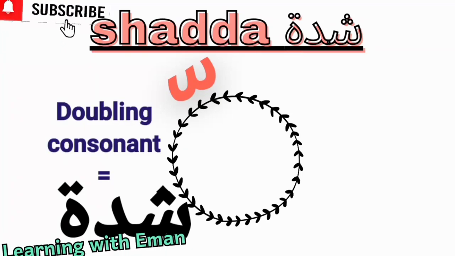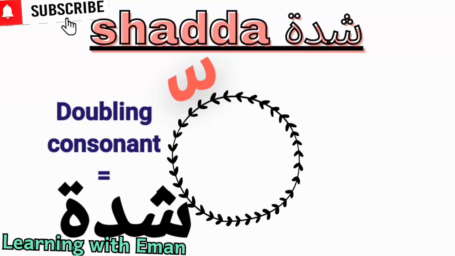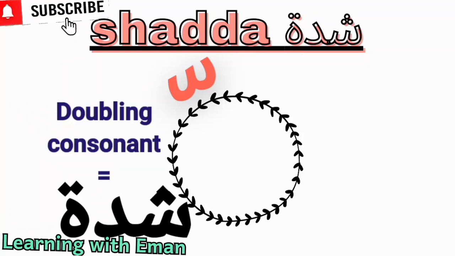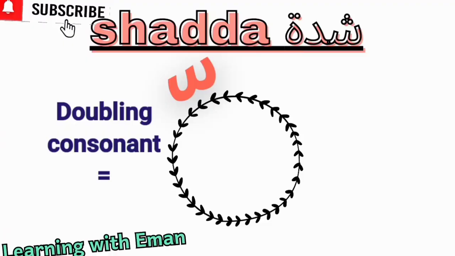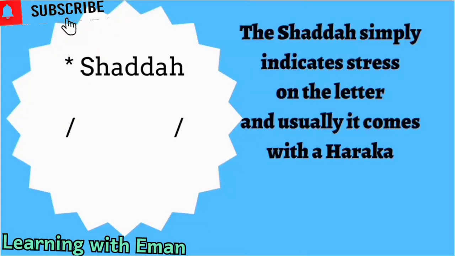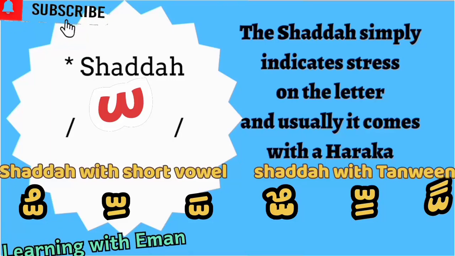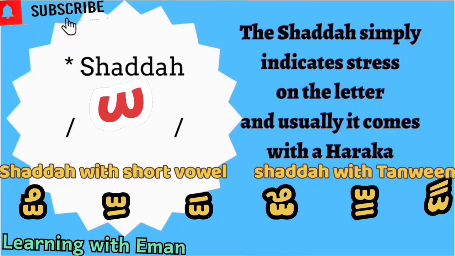Shaddah. It means the doubling of a consonant. Instead of writing the same consonant twice, it is written only once. And placing the shaddah over it indicates that it is comprised of two consonants. The shaddah simply indicates stress on the letter and usually it comes with harakah.